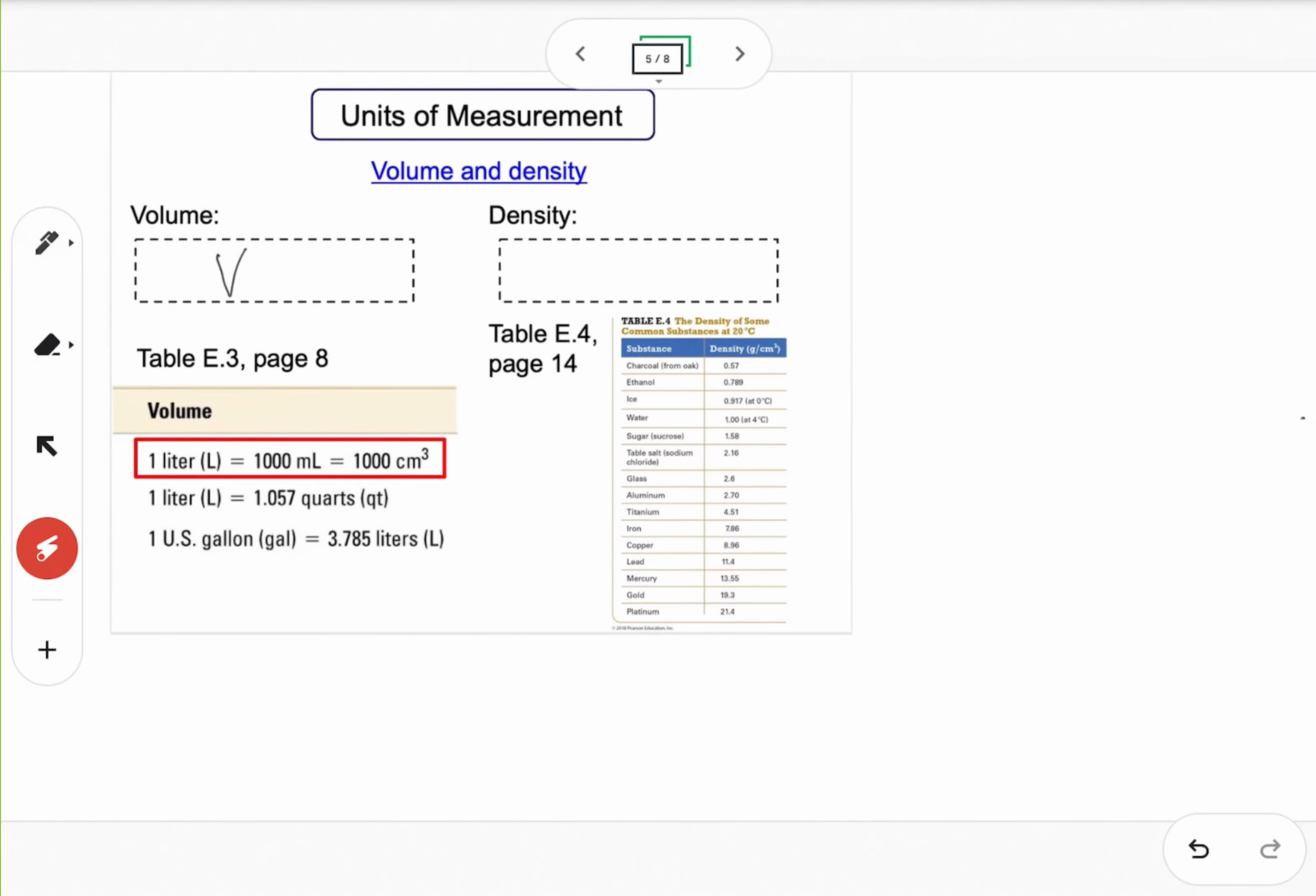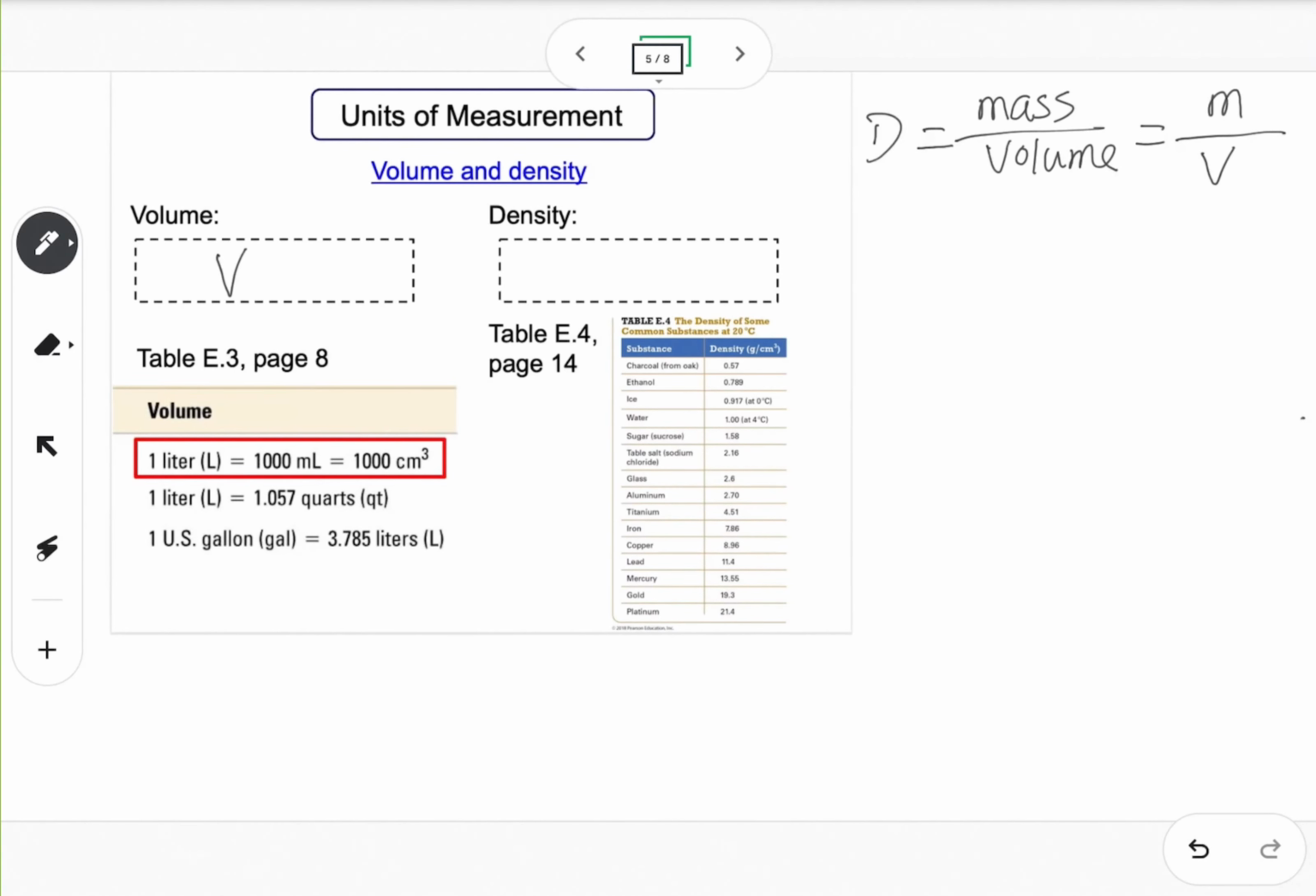All right, now let's talk about density. How do we define density? Here is the equation. Density, capital D, equals mass divided by volume. We use lowercase m to represent mass, capital V to represent volume. How about the density unit? Well, it depends on what unit you use for mass and volume. If you use gram for the unit of mass and liter for the volume, then the unit of density would be gram per liter.